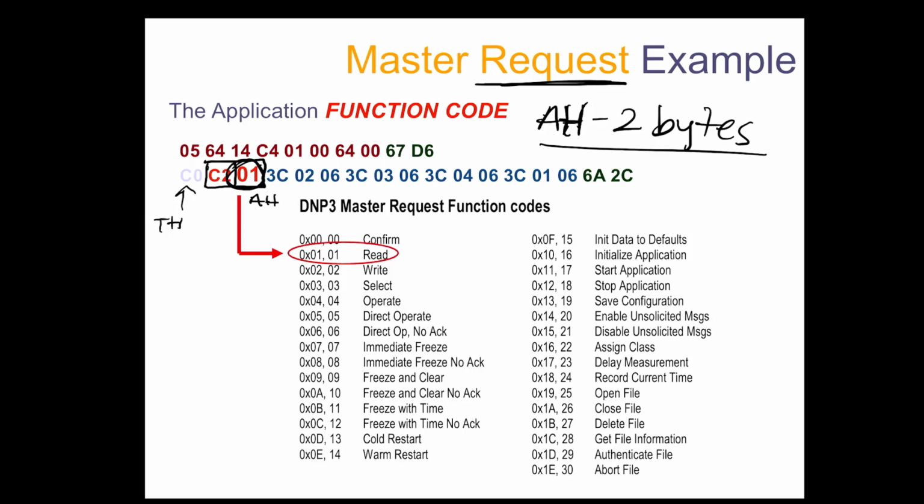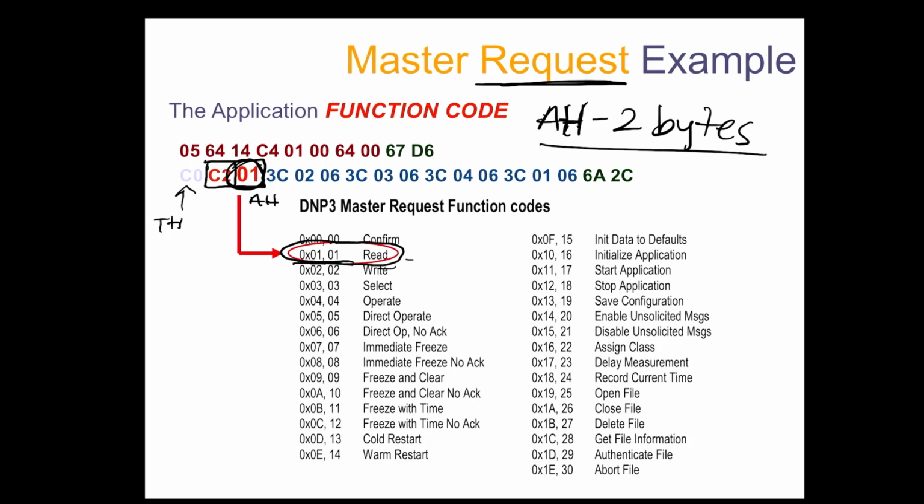What is it we're trying to do here? And in this case, we can see we have a 0, 1. Now, if you simply look up on your breakout sheet, you'll see that 0, 1 is a read. So it means that with this master request, we're looking at reading some object. Okay, so how will we know what object that is? Well, we'll have to go on to the object header in order to determine that. But here, there's no doubt we're looking to read.